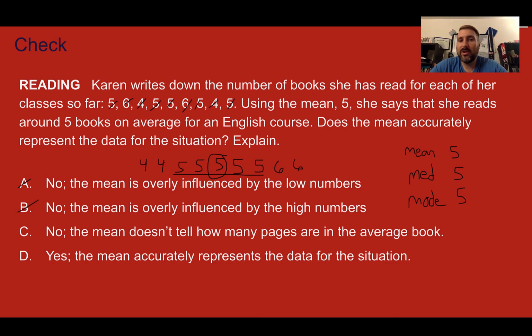The mean doesn't tell you how many pages are in the average book. You might be thinking that this is an important thing to think about, but it's just asking the number of books. So yes, some of the books might have been like 5 pages, and some of the books might have been 300 pages. But we're just counting the number of books, not how many pages. So yes, I would say the mean accurately represents the data, since the mean, median, and mode are all about the same number. In fact, they are the same number.